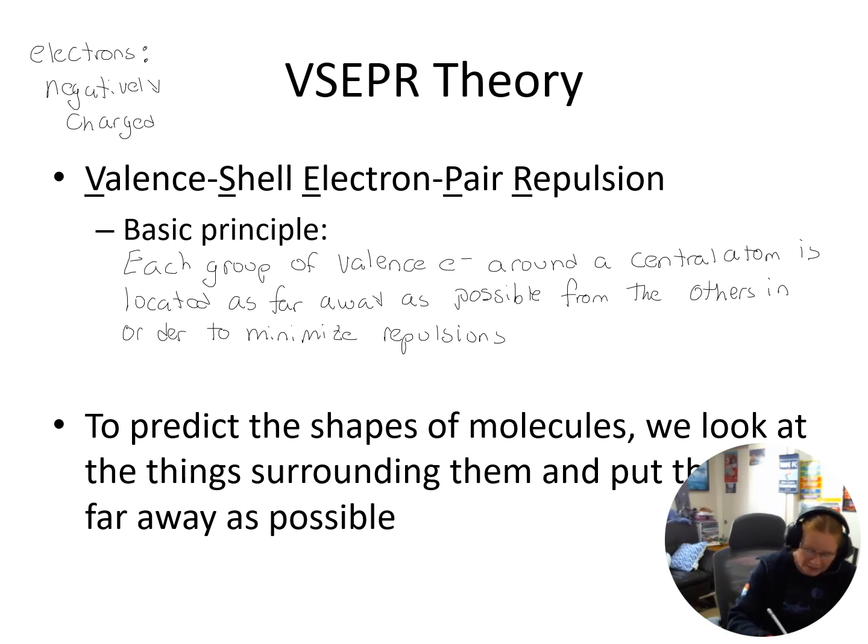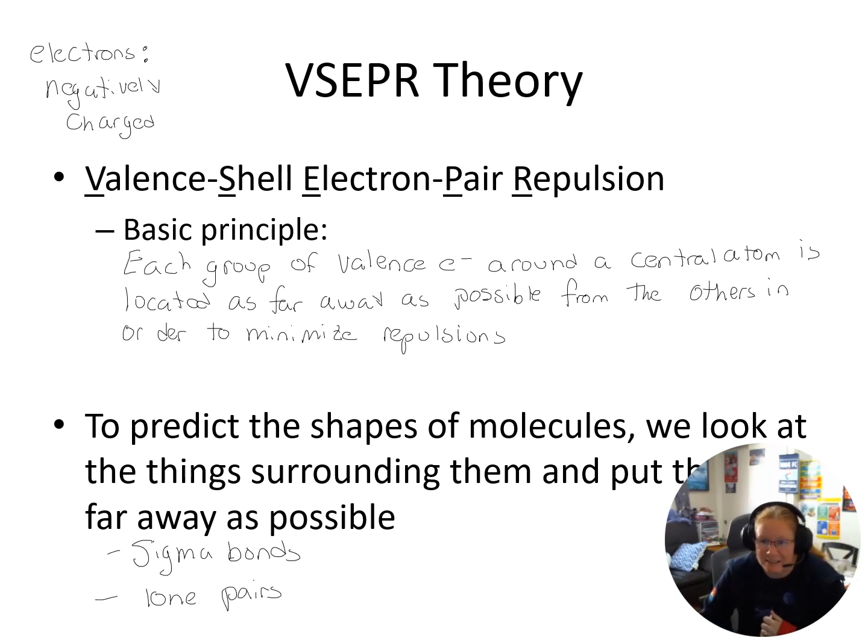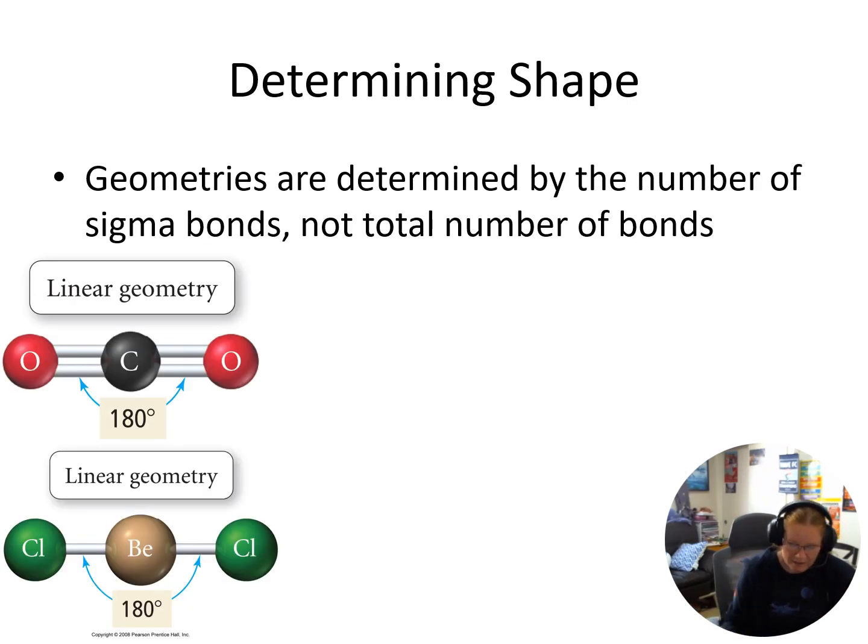And so what we're looking at are the sigma bonds and the lone pairs. Okay, so we're looking at the sigma bonds and the lone pairs. All right, so we have double and triple bonds and single bonds. And so when I look at these two species here together, we're looking at the number of sigma bonds, not the total number of bonds, okay?